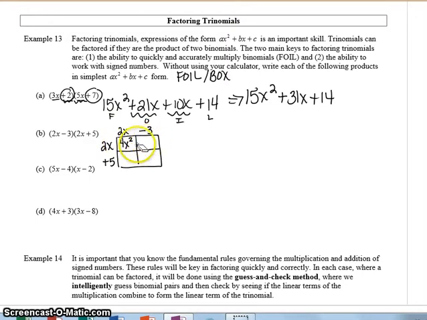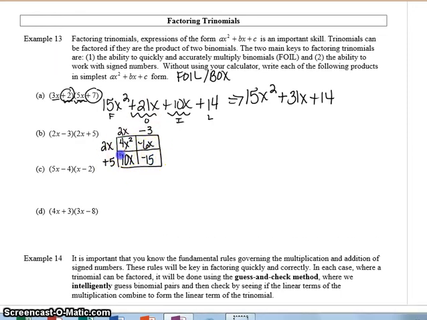The upper right box is lining up this 2x from over here and the negative 3, you get minus 6x. The lower left corner is the 5 times the 2x from up top. You're going to get 10x. And then my last box over here is the 5 times the negative 3, which is negative 15.